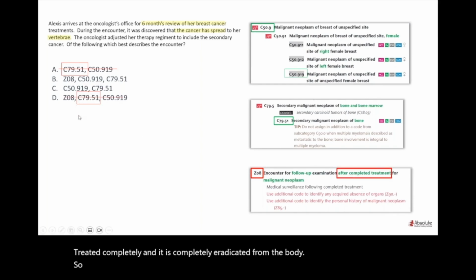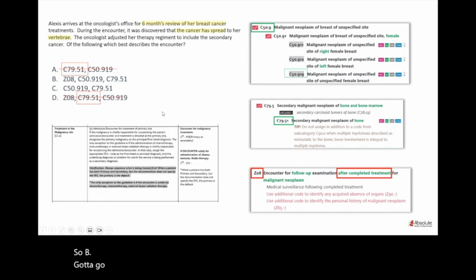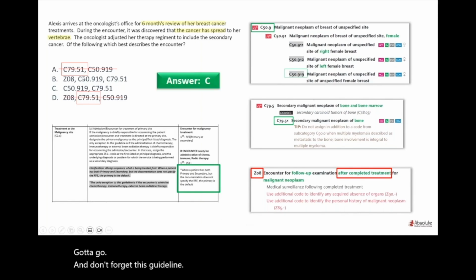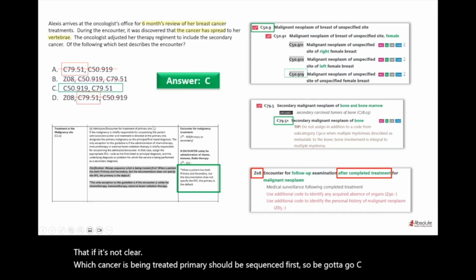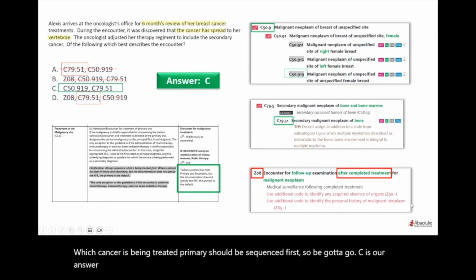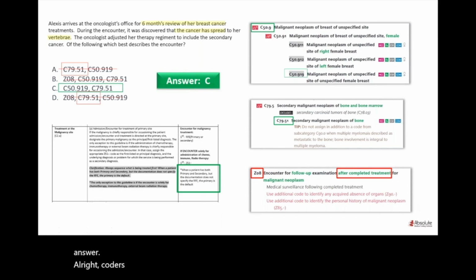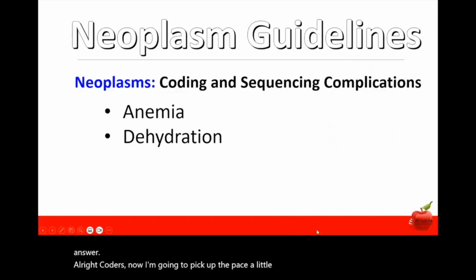So B, gotta go. And don't forget this guideline, that if it's not clear which cancer is being treated, primary should be sequenced first. So B gotta go, C is our answer. All right, coders. Now I'm going to pick up the pace a little bit. I was just a little slow on purpose.